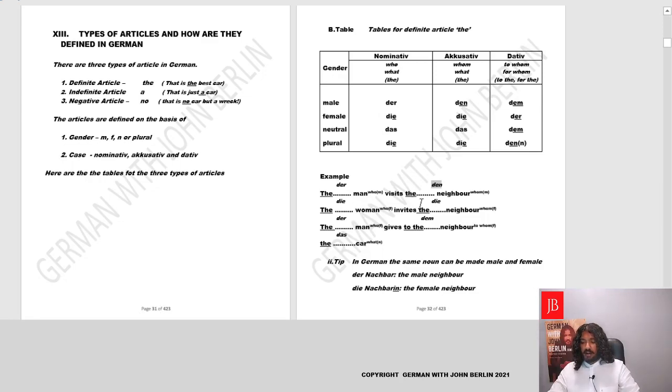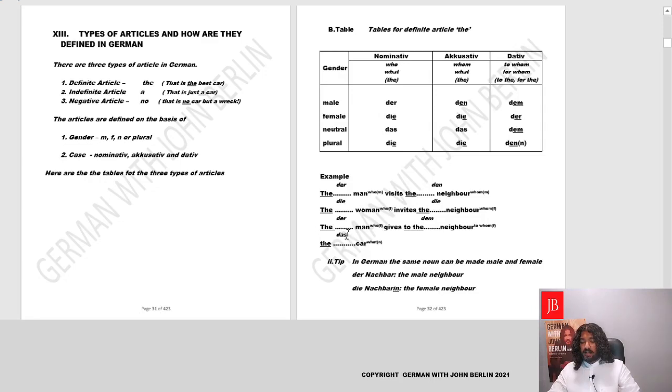The woman invites the neighbor. Who invites whom? Yes, once again, who is the woman? We go to who. Find out feminine. It's die. So die Frau, the woman, lädt whom? We go to whom. The female neighbor, once again, it's again die. So die Frau lädt die Nachbarin ein. The woman invites the neighbor.